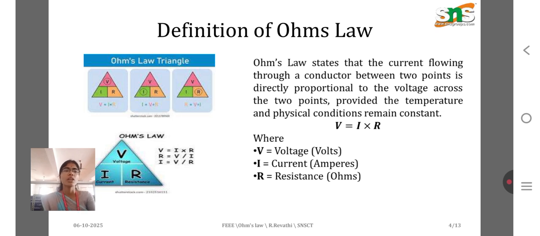Here V is voltage, I is current, and R is resistance, in units of volts, amperes, and ohms. So we know that V is equal to IR. If the quantities given are voltage and current, then we have to find R, which is equal to V by I. In case I is to be found, and V and R are provided, the formula is I equal to V by R. So this is the basic law of Ohm's law triangle rule.